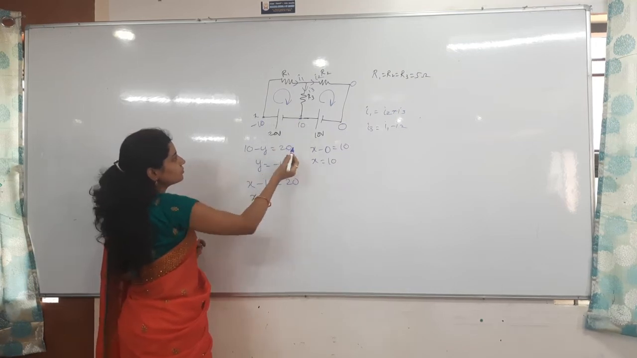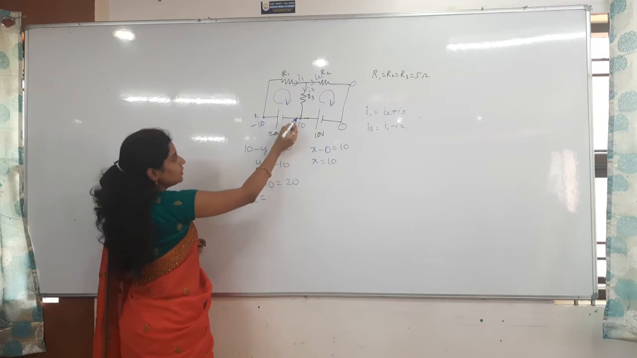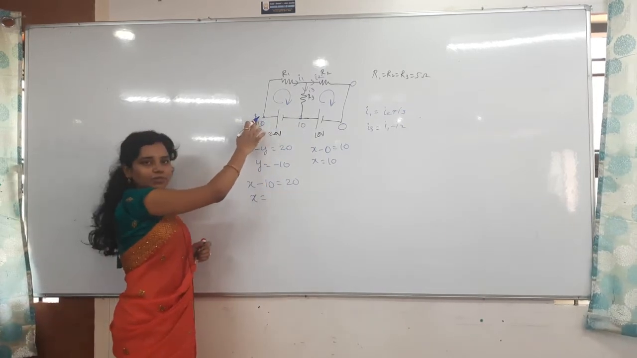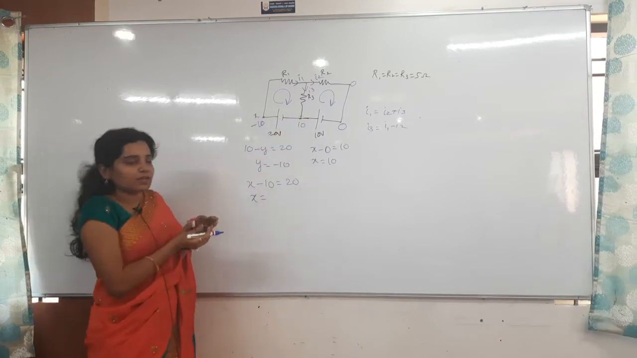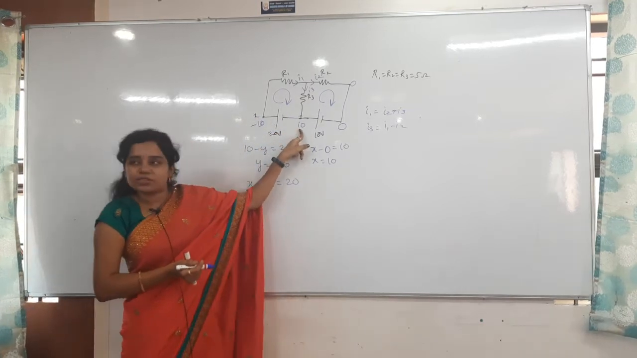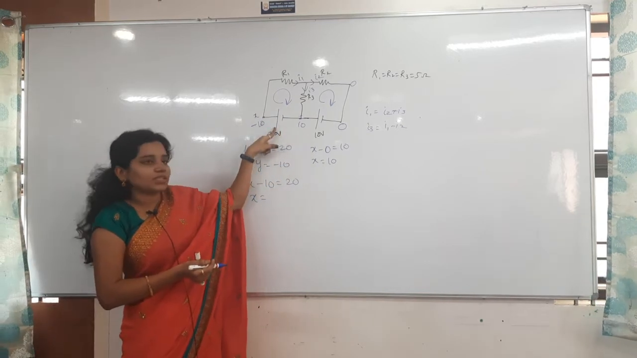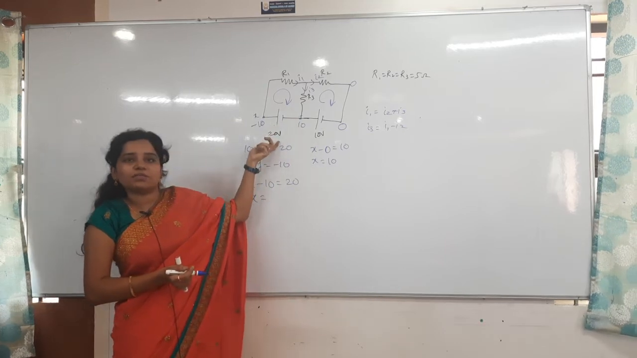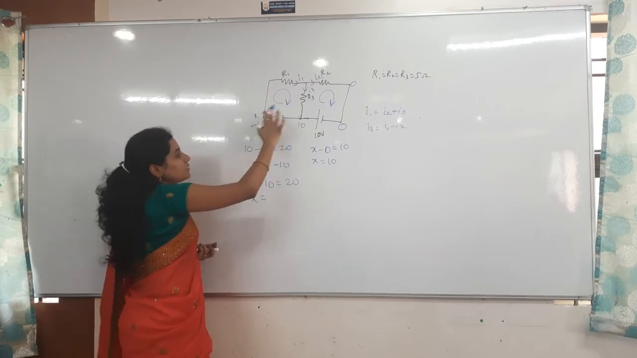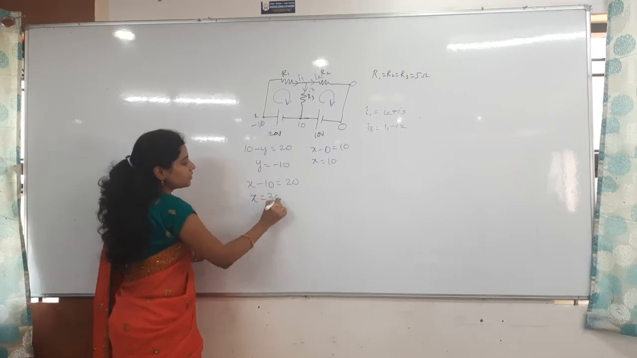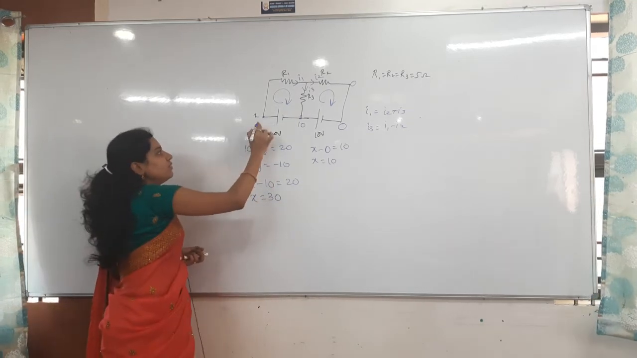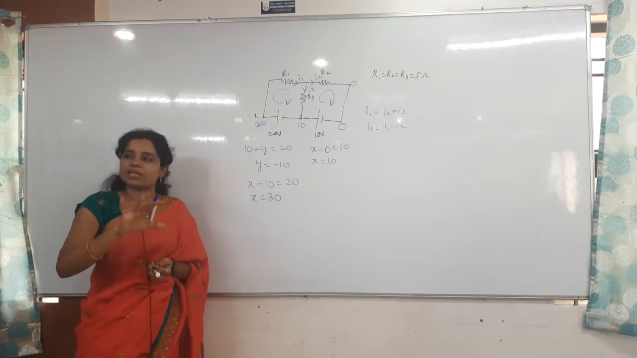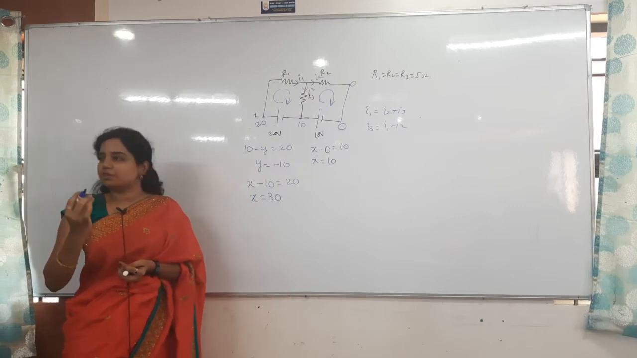Wait. This is correct only. See here, higher potential to lower potential. Yes, we have to take this one as the higher potential and this one as the lower potential. Why? Because here 10 volts is there, and here a 20 volts battery is there. Higher potential minus lower potential gives 20. So x minus 10 is equal to 20, then x is 30. 30 minus 10 gives 20 only. If we consider that as minus 10 also, there is no problem, the energy will always be conserved.